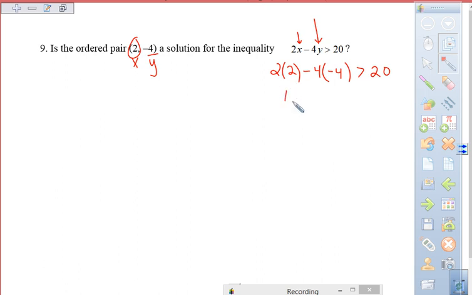So I get 4 minus times a minus is positive. 16 is greater than 20. So I get 20 is greater than 20. So is 20 greater than 20? No, it's equal to 20. So is this ordered pair a solution? I would say no, it is not.